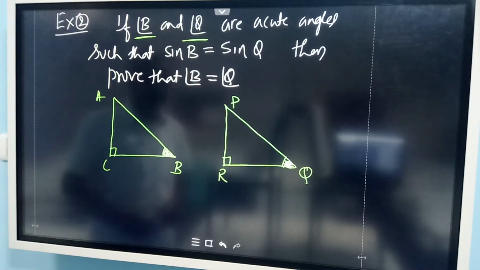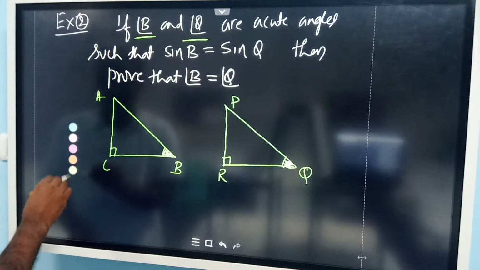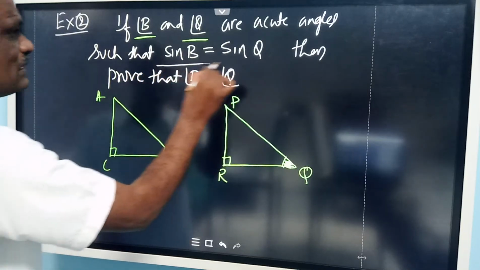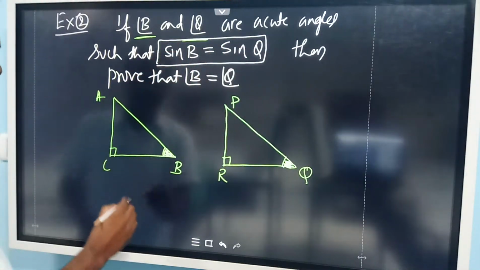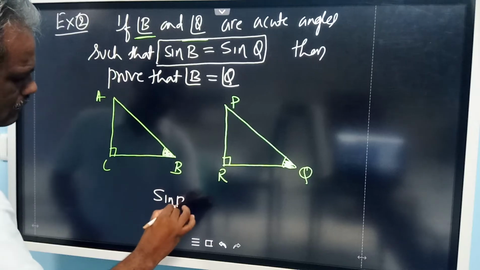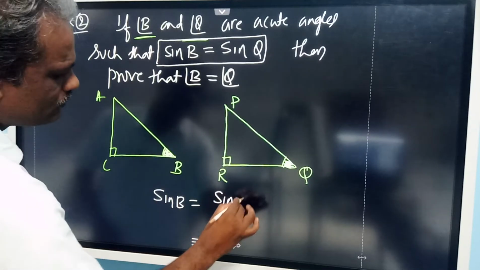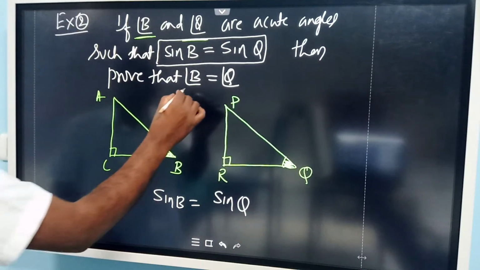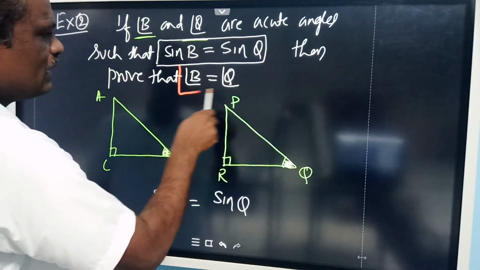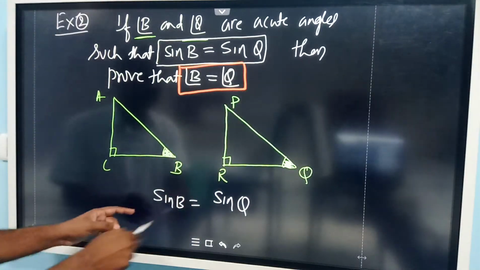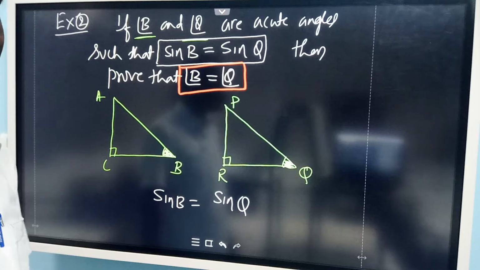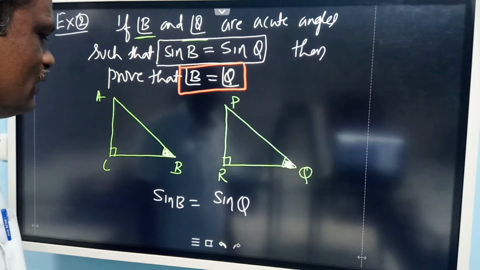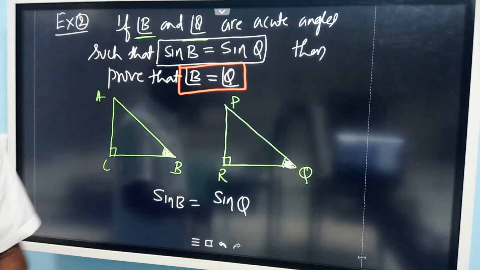Now they are given sin B is equal to sin Q. So in this triangle sin B, and here it is sin Q. We have to prove that angle B is equal to Q. Cancel sin and sin, you get B is equal to Q. That is not correct. So we have to use the trigonometric ratios here.